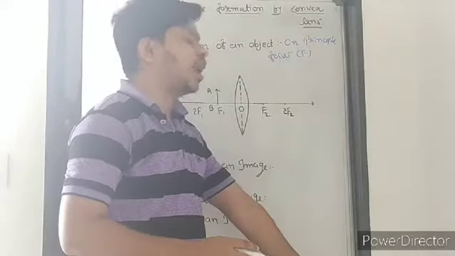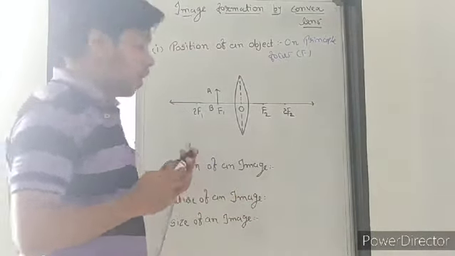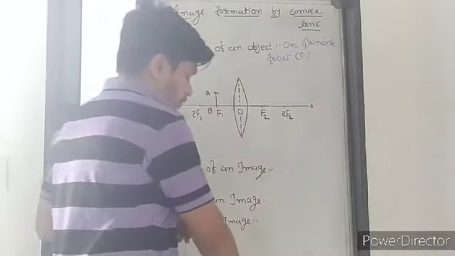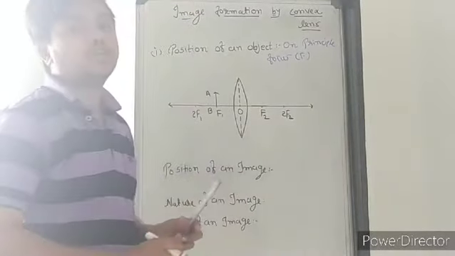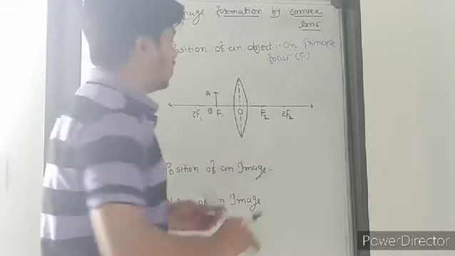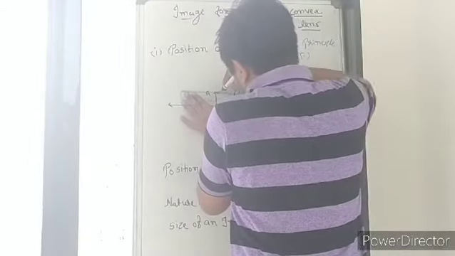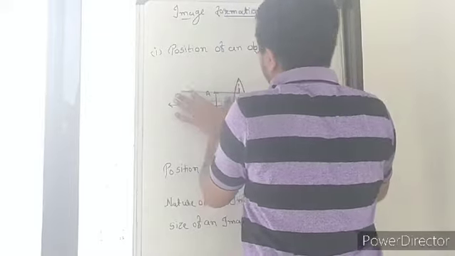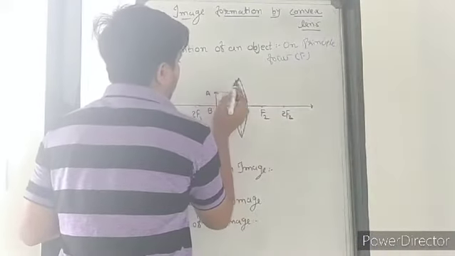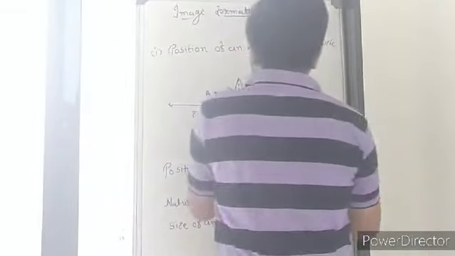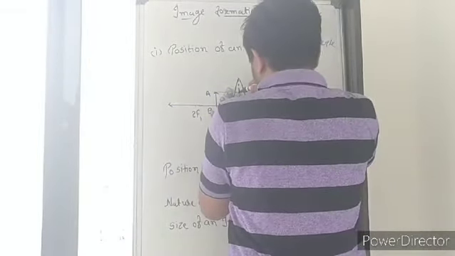For forming an image, how many points do we need? Only one point, which is the head point, meaning A. And for forming the image, we need two rays from A. The first is parallel to the principal axis, as I have said in a previous lecture. The first ray should be parallel to the principal axis, and if it is parallel, then it passes through F2.